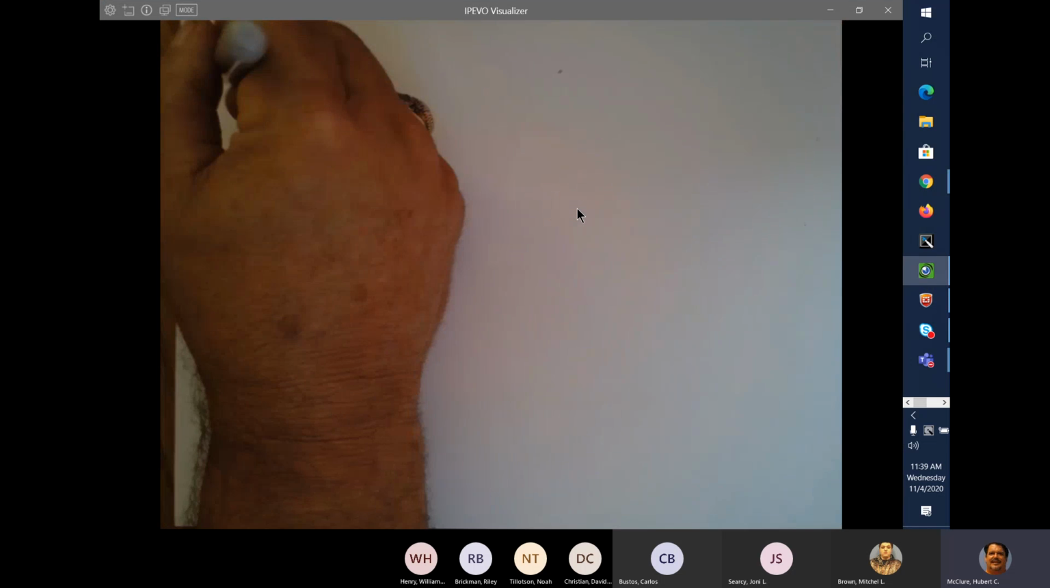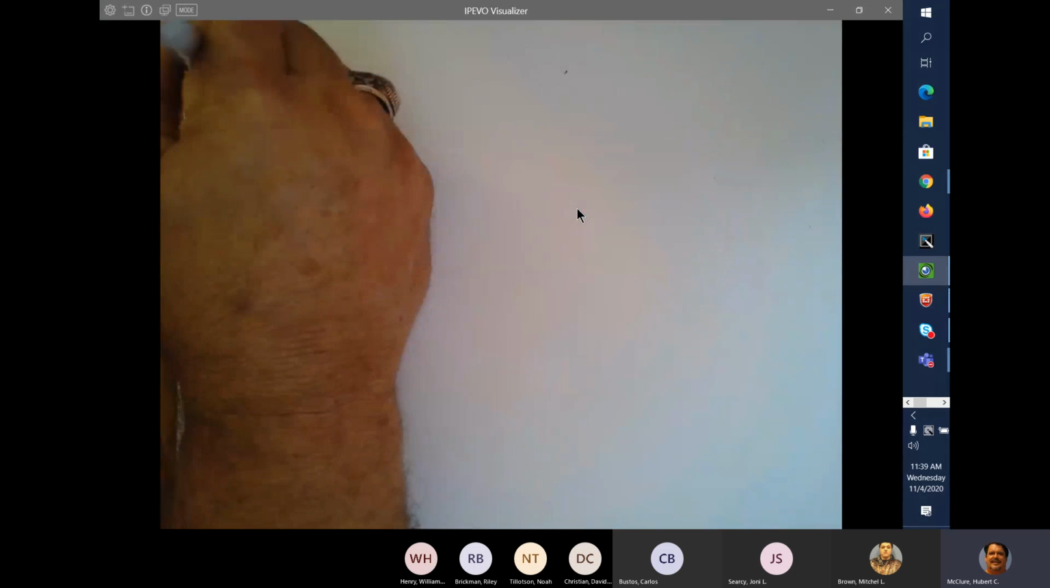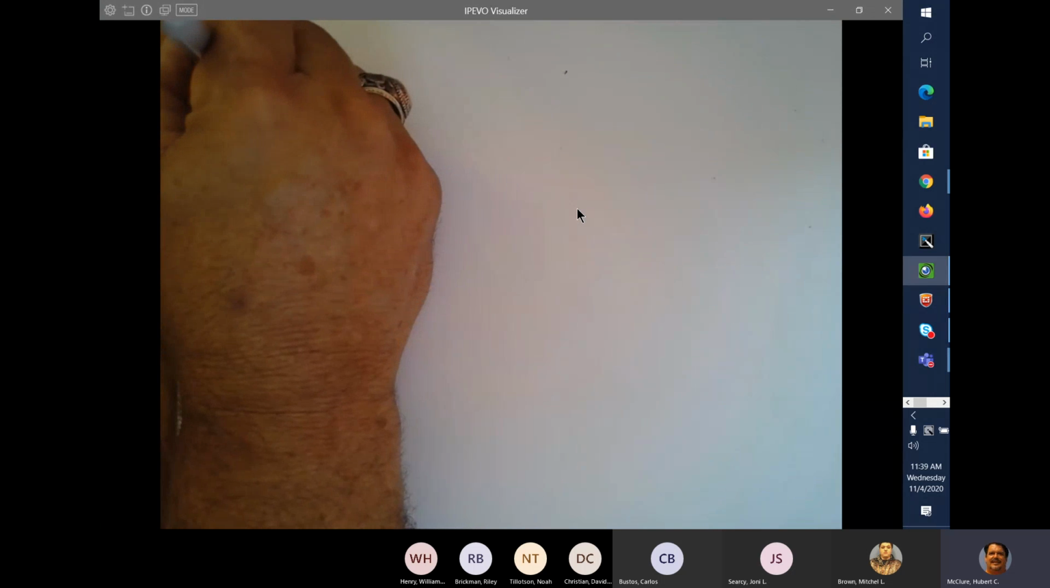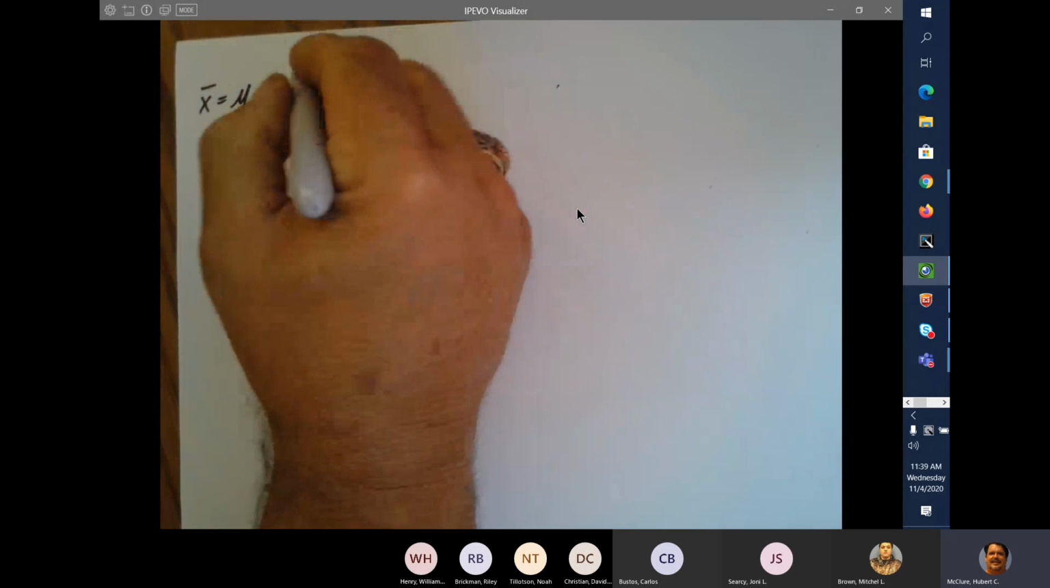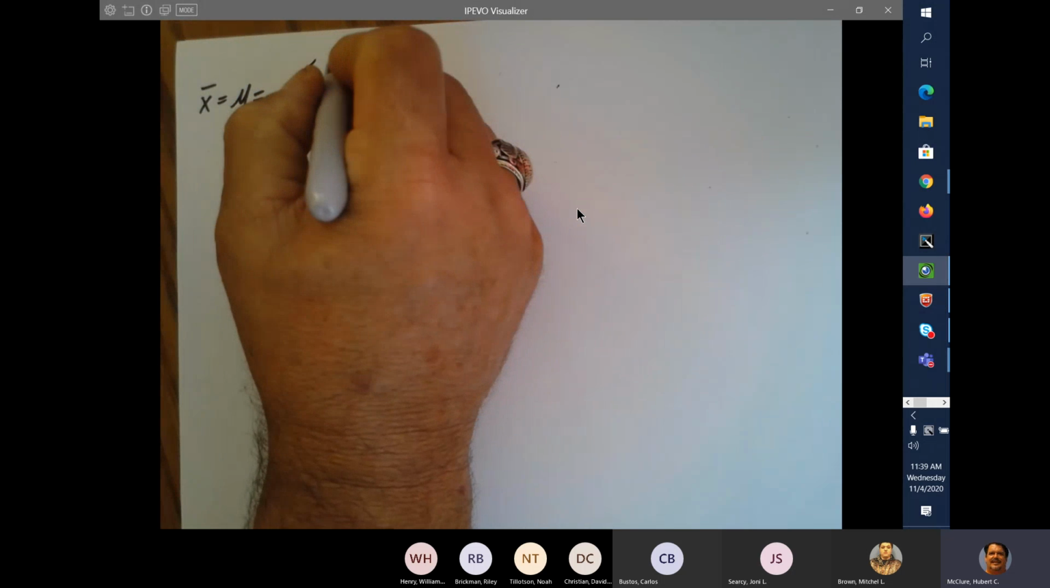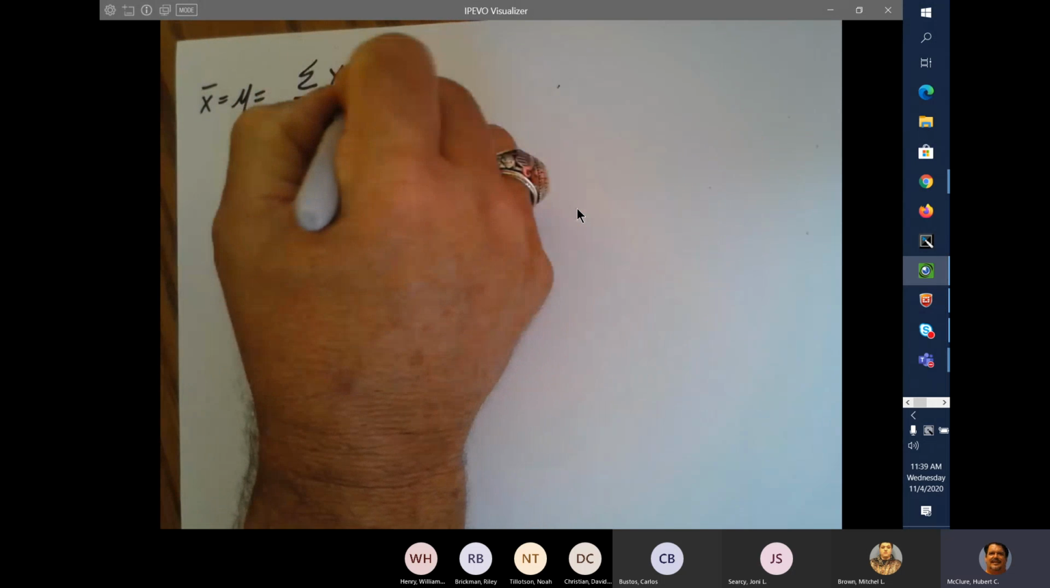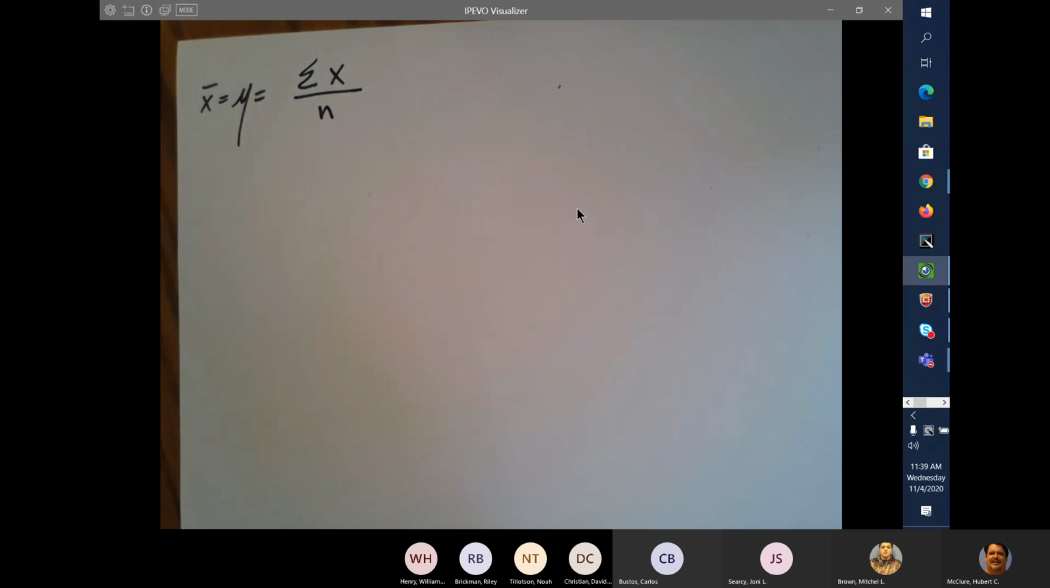The mean, also called X bar, or average, is equal to the summation of X over N. Y'all have done that with test scores your whole junior high and high school years to figure out your average. You added up all your tests and divided by how many tests.